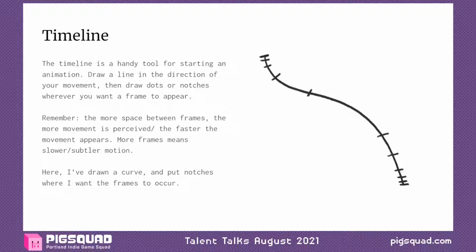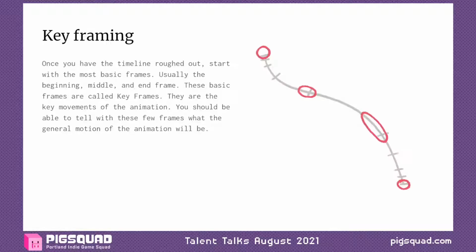And remember, the more space between frames, the more movement is perceived, the faster the movement appears. So more frames closer together means slower, subtler motion. We saw that with the easing example. And fewer frames further apart means a lot faster and a lot more motion. So here I've drawn a curve and I put notches where I want the frames to occur. I've done a mix of a lot of little frames together and then some that are pretty far apart so we can see the difference.